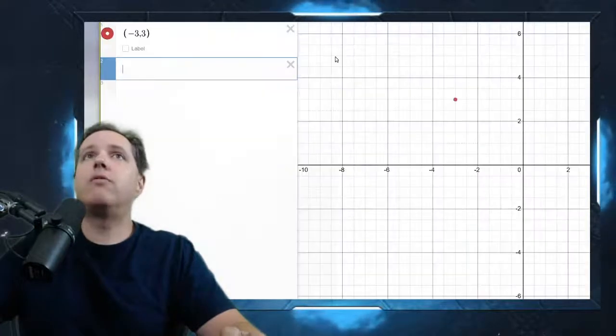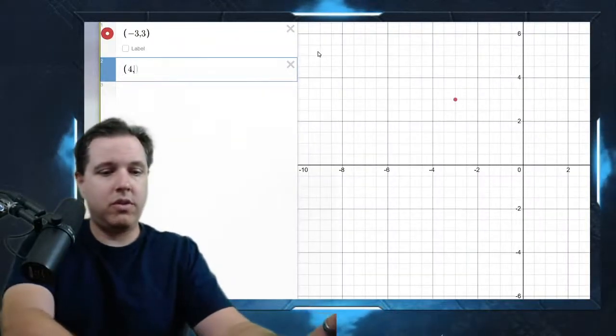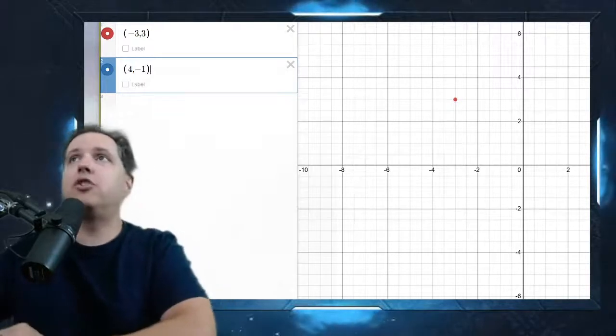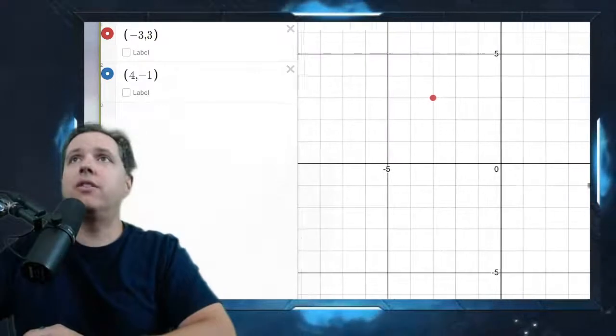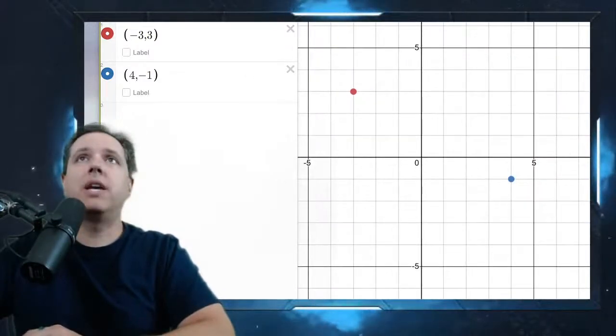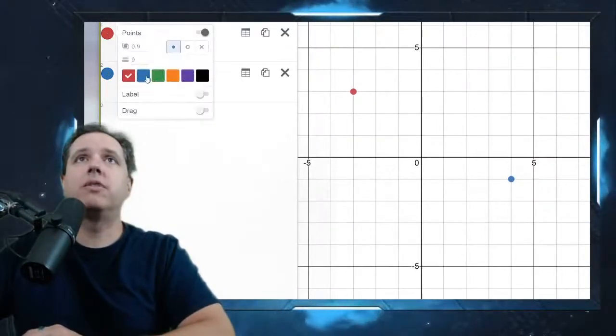And 4, -1. 4, -1. So just as a visual, this is what they're asking. We have 2 points here. You can't see them. 2 points. Let's make them the same color. Seems reasonable.